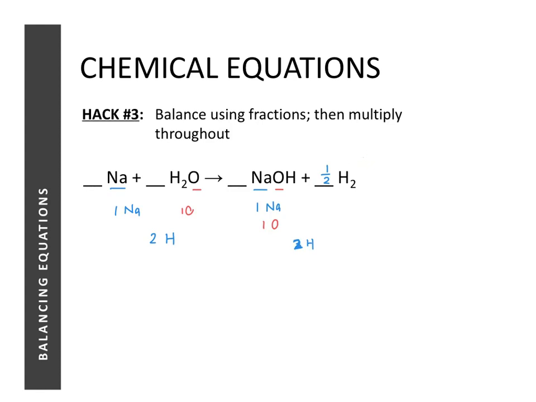By multiplying the entire equation by the denominator. Since the denominator is 2, we're going to multiply the entire equation by 2, and once we do that, we end up with this. So this is the balanced equation. As shown, there are some equations where we can balance more easily by adding a fraction first and then multiplying throughout by the denominator.